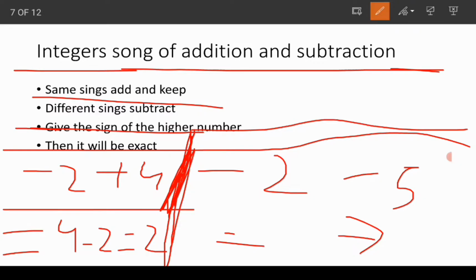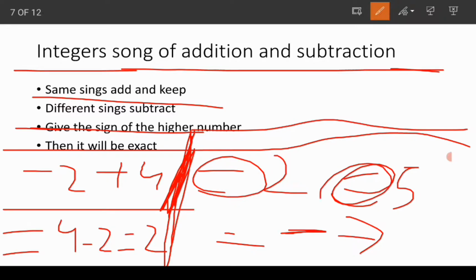So you write 2. What is the answer of minus 2 and minus 5? Same signs. Same signs, add and keep. That's why we get 7 here. Different signs, subtract. Keep the sign of the higher number. What is the higher number here? Minus 5. So which sign will come? Minus. Here, what is the higher number? Plus 4.